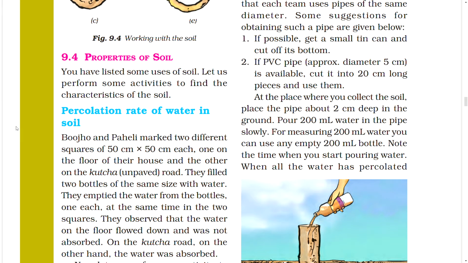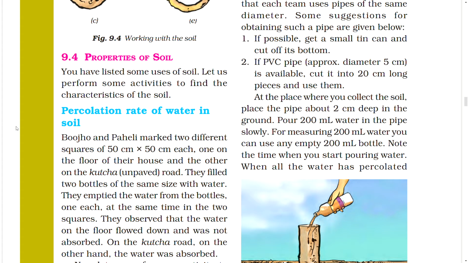9.4 Properties of soil. You have listed some uses of soil. Let us perform some activities to find the characteristics of the soil. Percolation rate of water in soil. Bojo and Pahli marked two different squares of 50 cm into 50 cm each, one on the floor of their house and the other on the kucha, unpaved road.